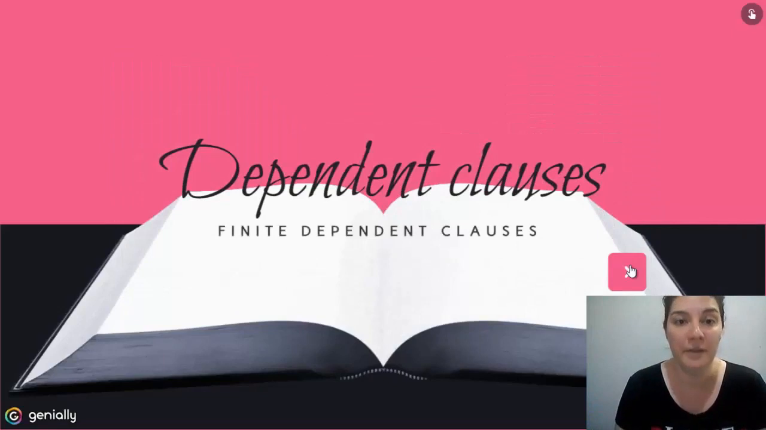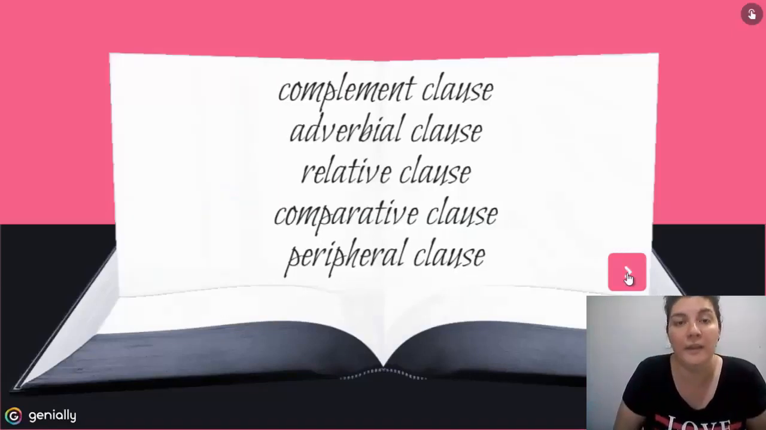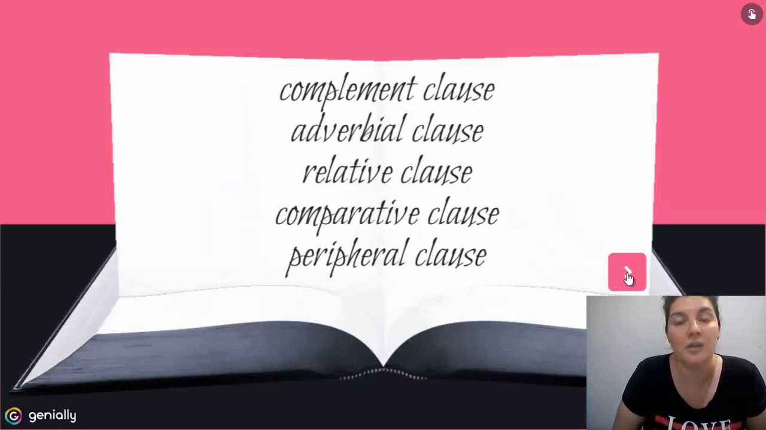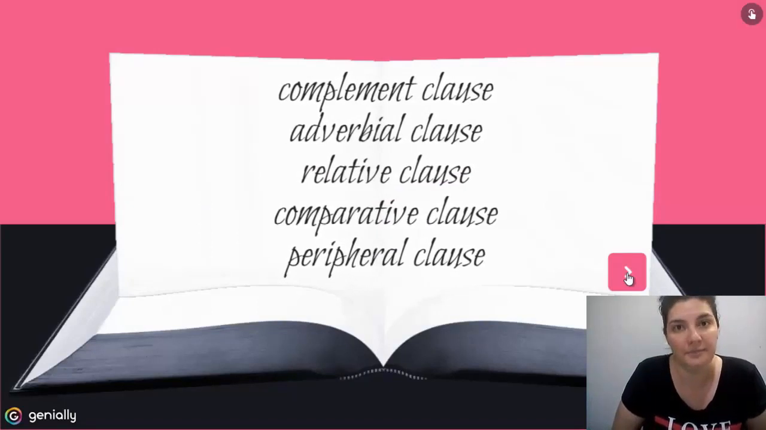But in this video, we're going to focus only on finite dependent clauses, and we'll classify them according to their syntactic roles within a clause or a complex sentence. Finite dependent clauses within a complex sentence can be a complement clause, an adverbial clause, a relative clause, a comparative clause, or a peripheral clause. We'll see them in close detail.